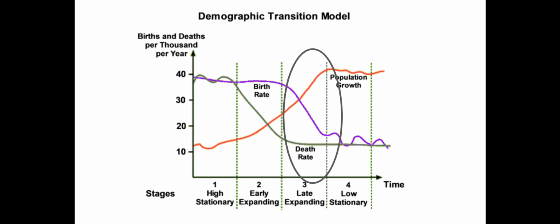In the late expanding period, a country has industrialized and healthcare and education is beginning to catch up with the population growth. There's more access to the social services needed, but the population is still expanding. This began to happen in the last half of the 20th century in the United States.